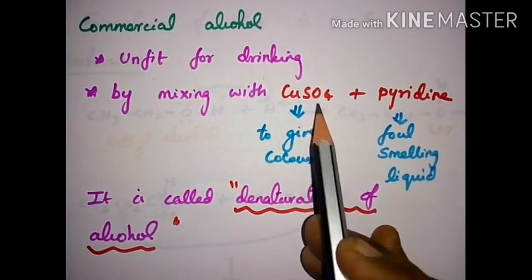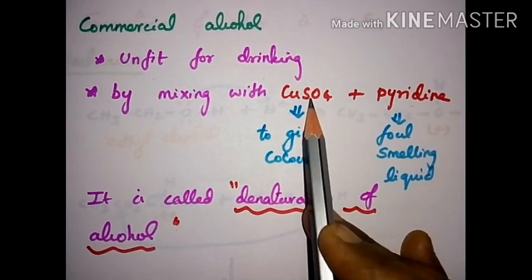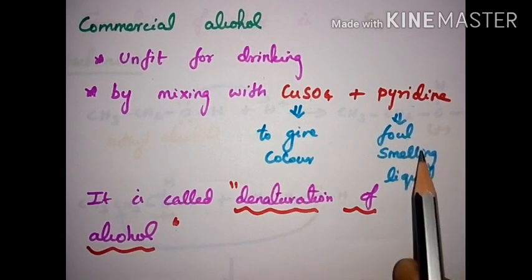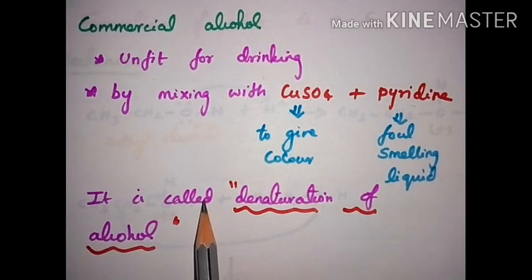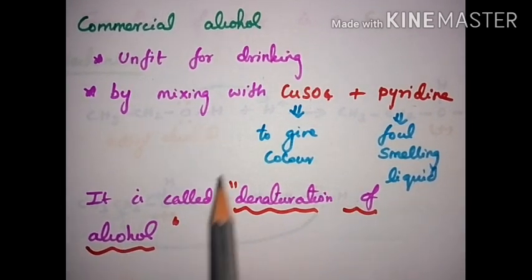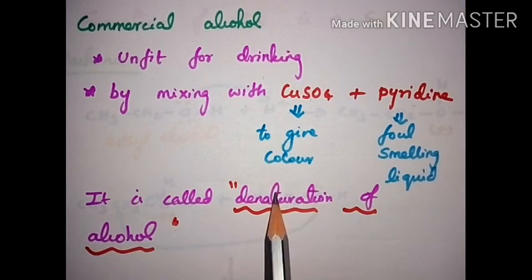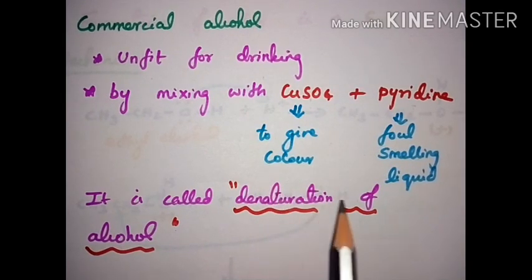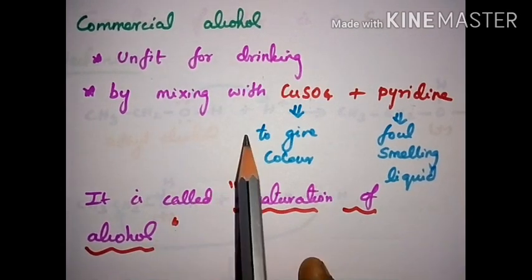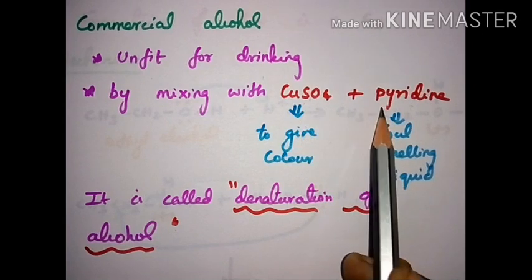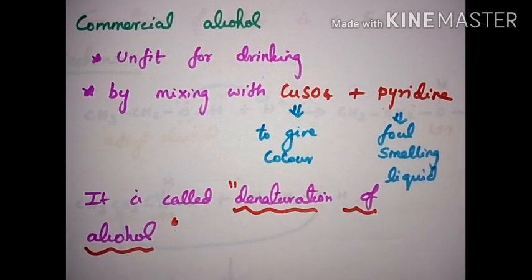When it is mixed with copper sulfate and pyridine. Why is it mixed with copper sulfate? To give a color. Why is it mixed with pyridine? To make a foul smelling liquid. It is called denaturation of alcohol. Copper sulfate and pyridine make it denatured, that means it loses its originality. So what is called denaturation of alcohol? When ethyl alcohol is mixed with copper sulfate and pyridine, this is called denaturation of alcohol. These are the properties of ethanol.